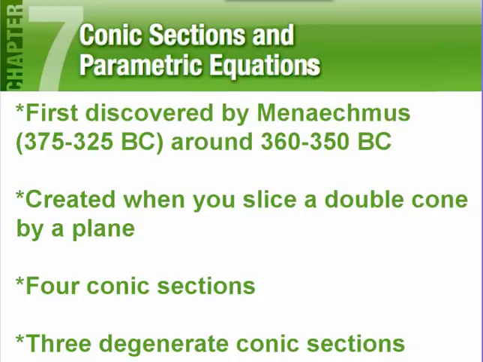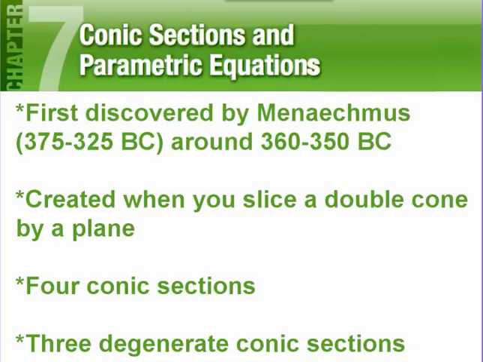Okay, so today we're going to get into chapter 7, which is on conic sections and parametric equations. It was first discovered by Menaechmus. Menaechmus was a mathematician from 375 to 325 BC. He discovered conic sections around 360 to 350.